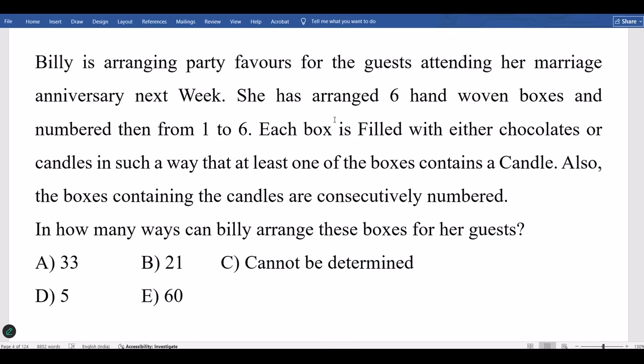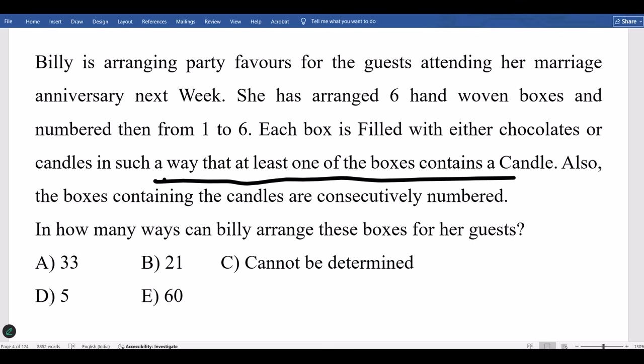What is the answer for this? Billy is arranging party favors for the guests attending her marriage anniversary. She arranged six boxes, numbered from 1 to 6. Each box is filled with either chocolates or candles in such a way that at least one contains a candle. It can be one candle or two or three candles, but they mention all the boxes containing the candles are consecutively numbered. It should be continuous.